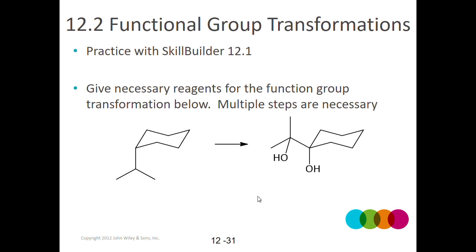All right, so let's look at some examples. What do I need to do here? So first thing I want to do is analyze the structures. Probably the first thing I want to do is to count the carbons to make sure there's no change in the number of carbons.